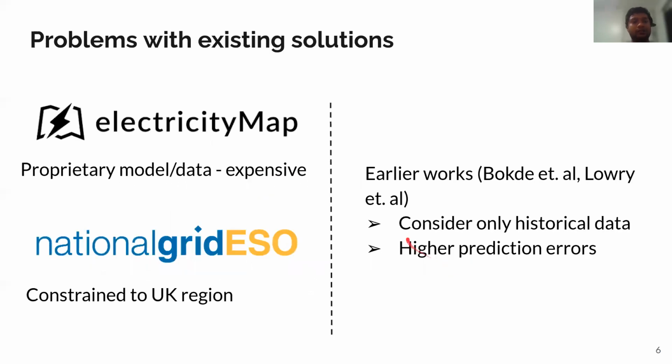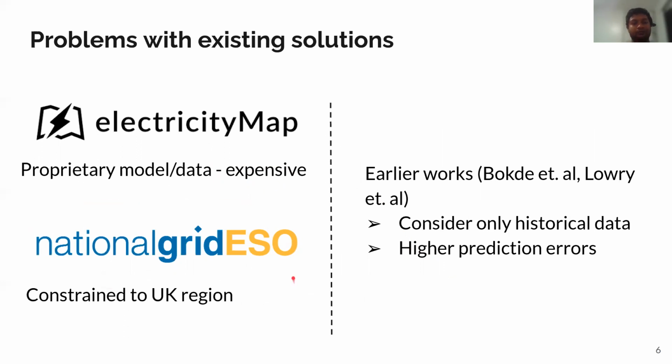Now, there are already some solutions existing in the market today. However, each has their own problems. Solutions like Electricity Map provide both real-time as well as carbon intensity forecasts. However, both their model and their data are proprietary, and hence availing the service is expensive for most consumers and researchers.